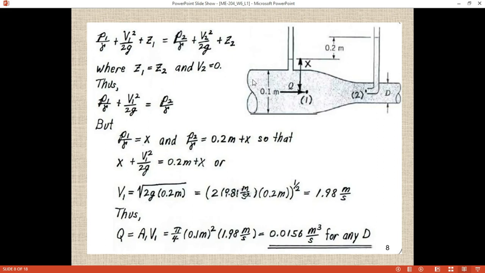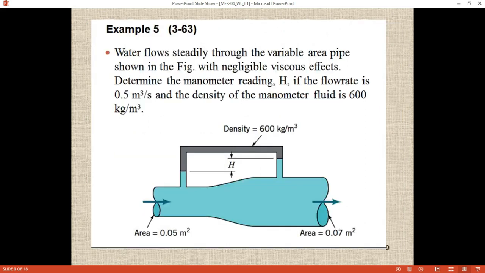Since the flow rate throughout the pipe is constant, whatever the diameter of the smaller pipe or the larger pipe, the flow rate will remain the same for any diameter D, D1, D2, whatever. So the flow rate will be the same throughout the pipe. This is the problem we solved. Next, this is almost the same problem, but here the flow is going into the divergent section, and we are using a U-tube manometer.